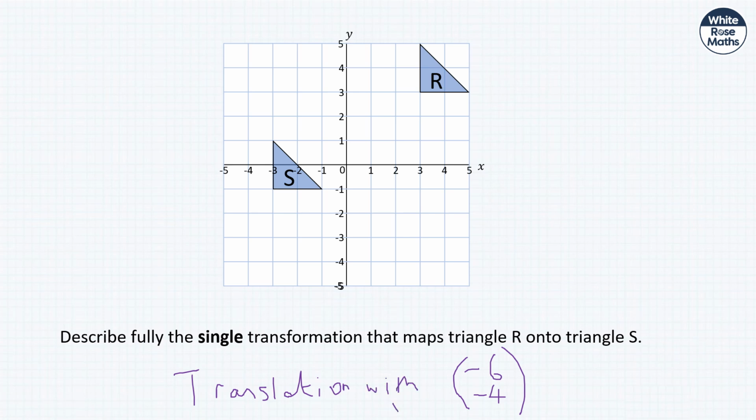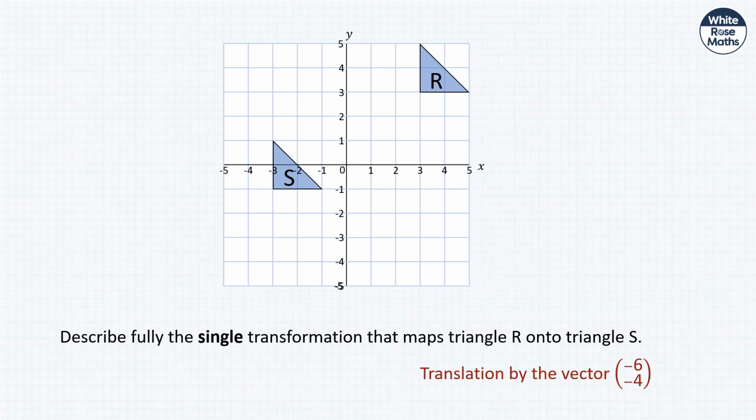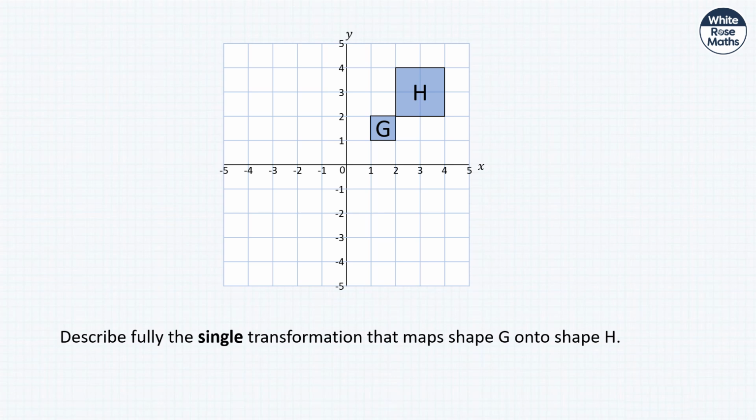Okay, with vector -6, -4. Hope that makes sense. There we go. Okay, the next one is an enlargement. So shape G onto shape H. Describe fully the single transformation that maps shape G onto shape H.